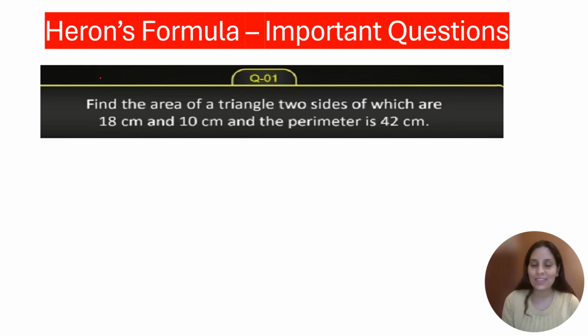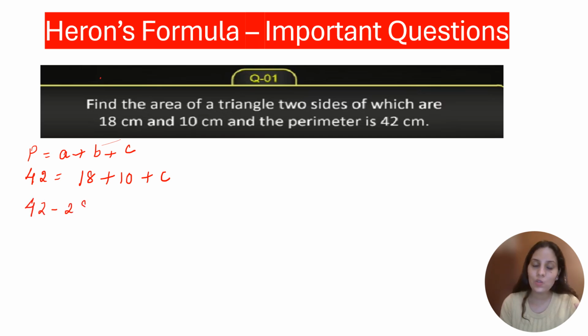Now let's get started. Find the area of a triangle, two sides of which are 18 centimeter and 10 centimeter, and the perimeter is 42. Perimeter is basically the sum of all the sides, a plus b plus c. Since the perimeter is 42, a is 18, b is 10, the first thing you need to do is find the third side. So 42 minus 28 is c, and the third side is 14 centimeter.